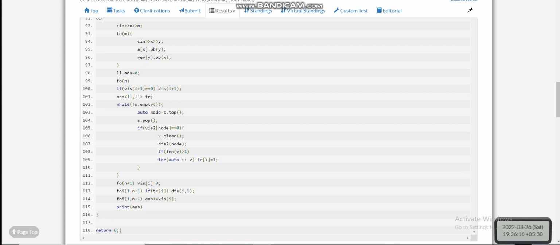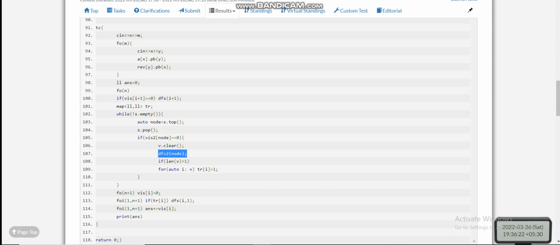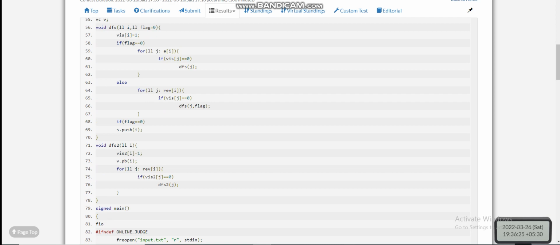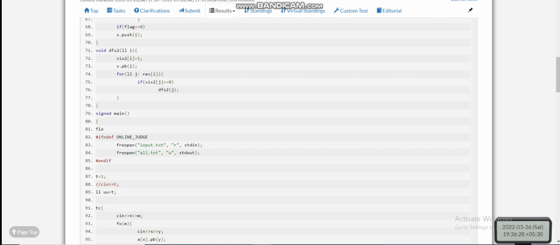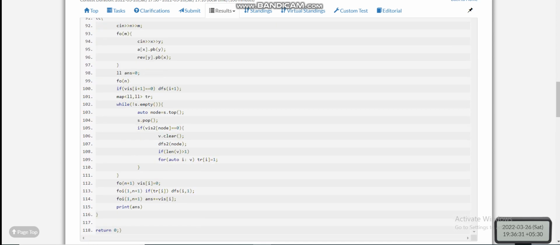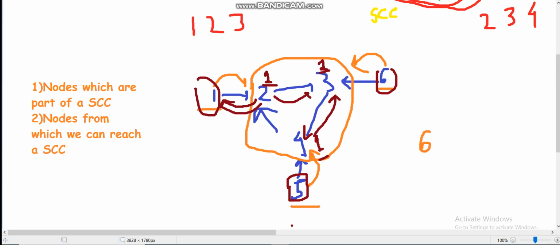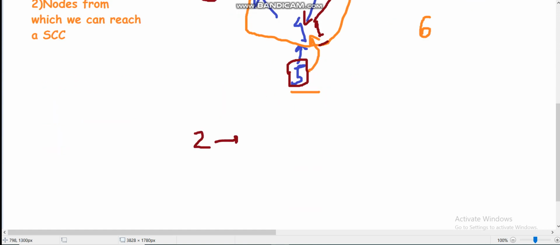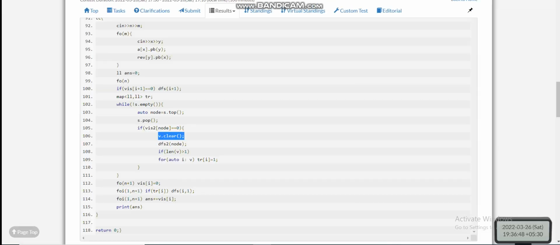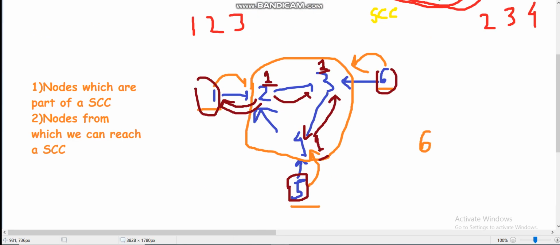So after storing the topological sort of the graph, what will we do? We will run DFS2. In DFS2 we are storing the nodes which are part of a strongly connected component. Here I am clearing the vector before every iteration of DFS2, and in DFS2 if we start from 2, our V value will store 2 3 4. So the strongly connected component will store 2 3 4, and if the length of the strongly connected component is greater than 1, we will mark this node as TRI equal to 1. That's what I said, that I am marking this node as 1.